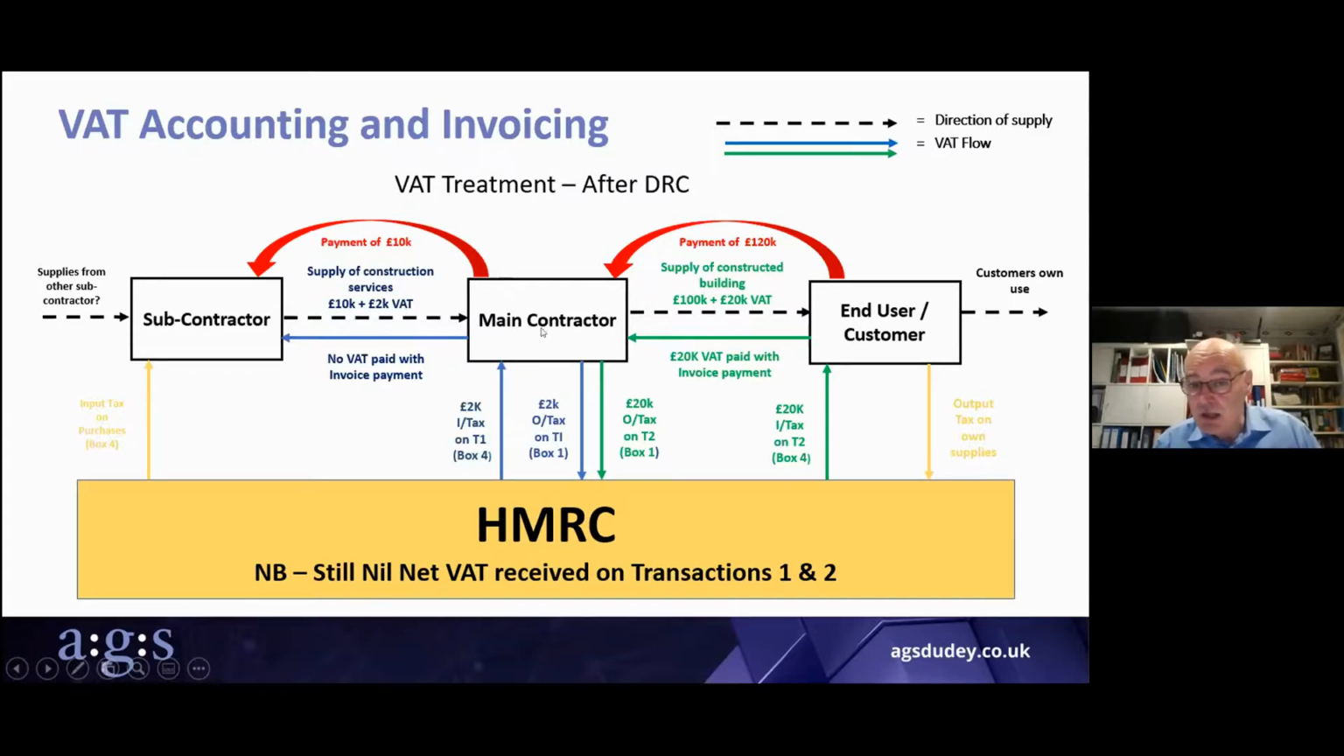For transaction number 2 in green, it's the same as it was before. That's because this supply is to an end user, so normal VAT rules apply. And again, the VAT is declared by the main contractor and recovered by the end user. For HMRC, it's still nil net VAT, and again, their income comes from the onward supply made by the end user.